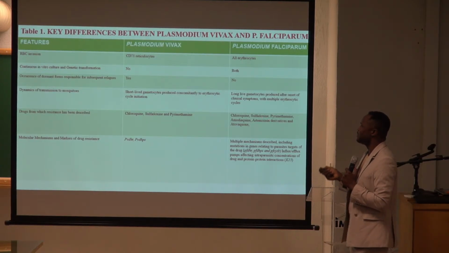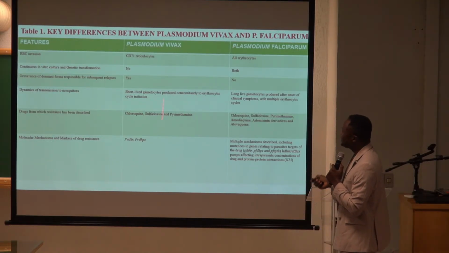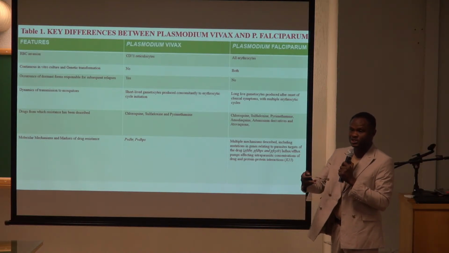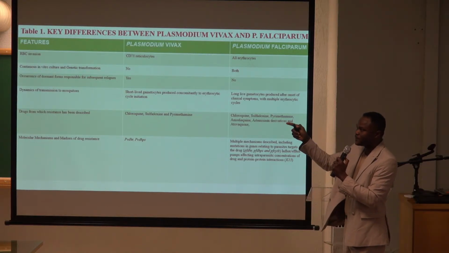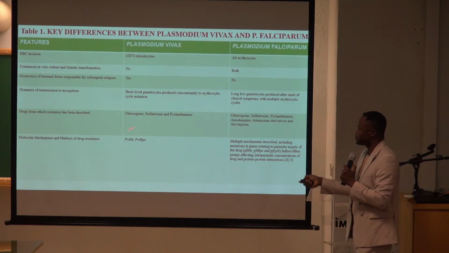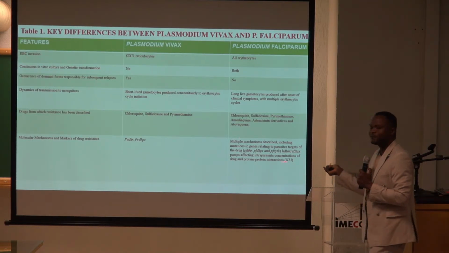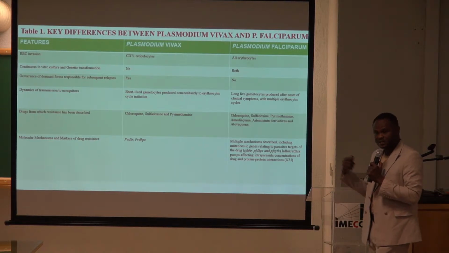Then we also have the molecular mechanism, which is very important for me to mention in this presentation. When a drug is about to be produced, we look at different regions in the body, different genes that could be the target. You don't just produce a drug without having a target. So this has been the target when they were producing drugs for Plasmodium vivax. But in the case of Plasmodium falciparum, there have been different targets, yet there are mutations that make them resistant.